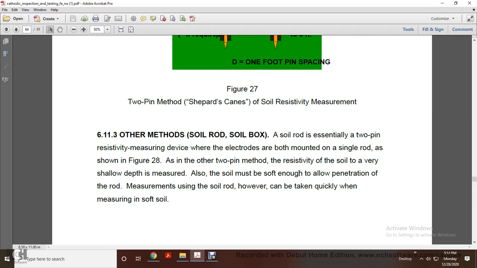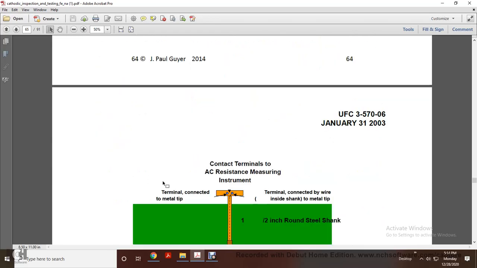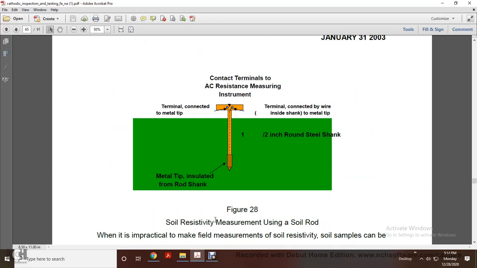The soil must be soft enough to allow penetration of the rod. Measurements with the soil rod, however, can be taken quickly when measuring soft soil. Figure 28 shows soil resistivity measuring with a soil rod: metal tip installed with the rod shank, a steel shank, and a terminal connected by wire inside the shank to the metal tip. Contact terminals for AC resistance measurement.